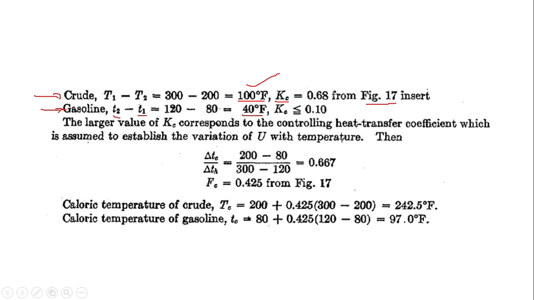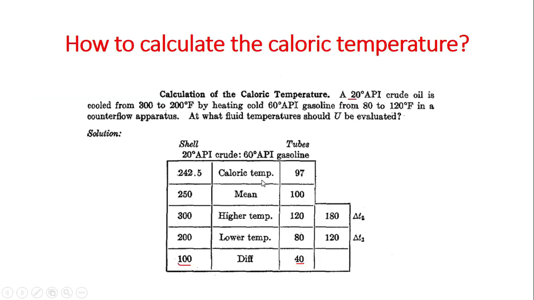Similarly, after getting the value of the caloric fraction Fc, you will put it into the formulas and you will get the value of the caloric temperature for the crude oil and the caloric temperature for the gasoline oil. So this is the temperature for the crude oil, 242.5° Fahrenheit and 97° Fahrenheit, and this is the actual caloric temperature. And these are the temperatures that you have to use for getting the values of the fluid properties like viscosity, like density, and etc.